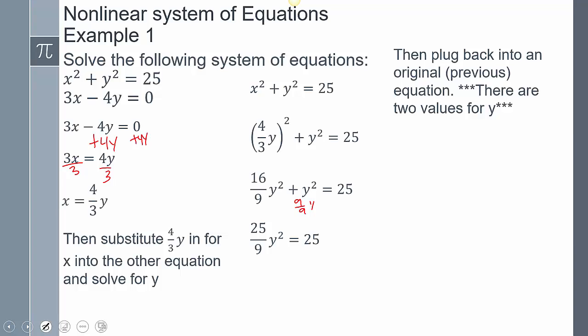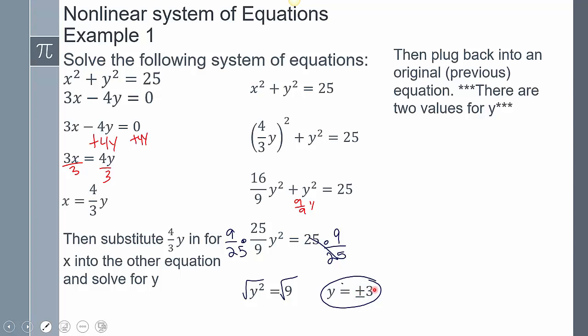Then I want to divide both sides by 25 and multiply both sides by 9. The 25s cancel out, and you're going to get y squared equals 9. Now, square rooting both sides, you're going to get y equals plus or minus 3. So now these are my values for y, and I have to take both of the plus or minuses and plug them back in to the original equation.